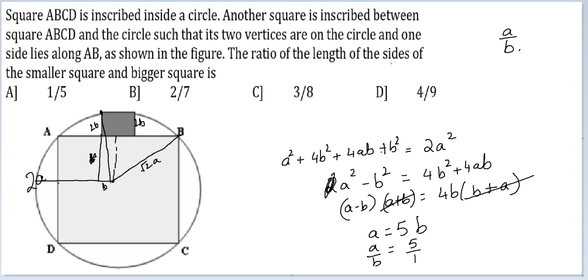The final ratio that they asked was sides of smaller square to bigger square. I've got bigger to smaller, so the answer to this question is option A, 1 by 5.